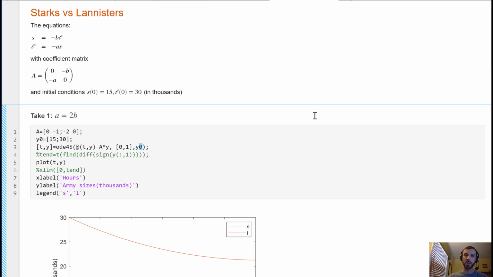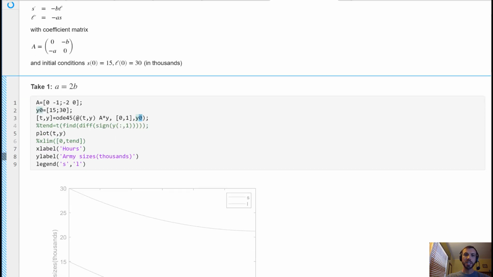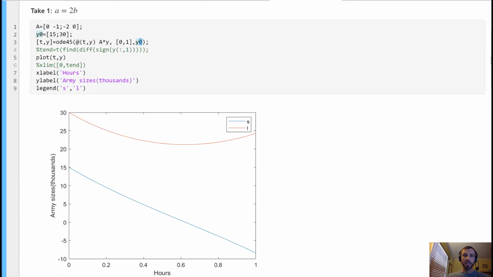When we run this code, we're going to see something interesting happen. We're going to see that, one, the Starks do seem to lose this battle. They hit 0, it looks like about 3/5 of the way through the hour.